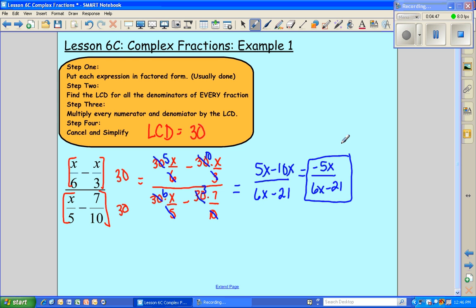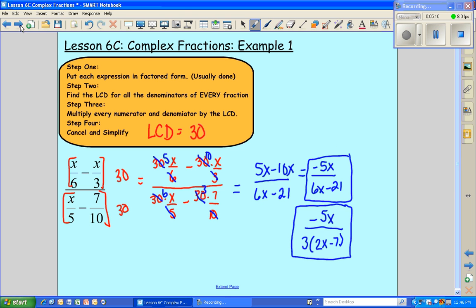Nothing wrong with that. You can also write it as negative 5x over, you can factor out a 3, leaving you with 2x minus 21. But if you notice, doing that factoring did not get me anywhere. Nothing canceled out. So that's why it's okay if you don't do it. So either one of these would be an acceptable answer.